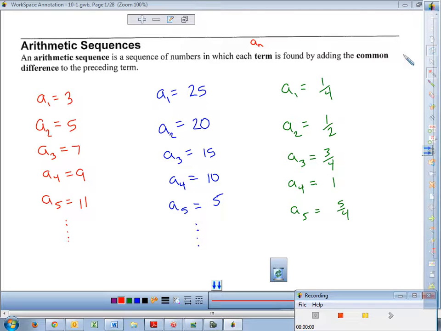Hi, this is 10-1 in Advanced Algebra 2. Today we talk about sequences. We have arithmetic sequences and geometric sequences. Arithmetic sounds like the word arithmetic.